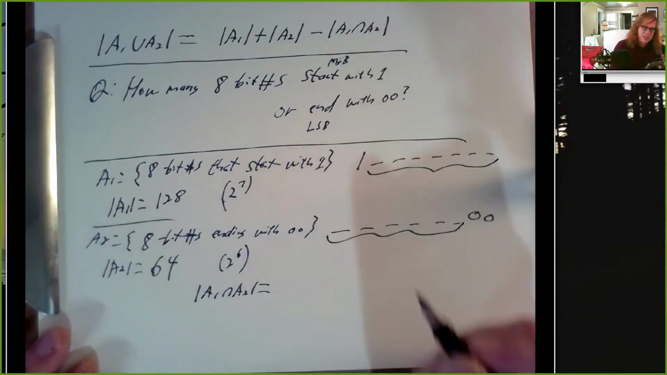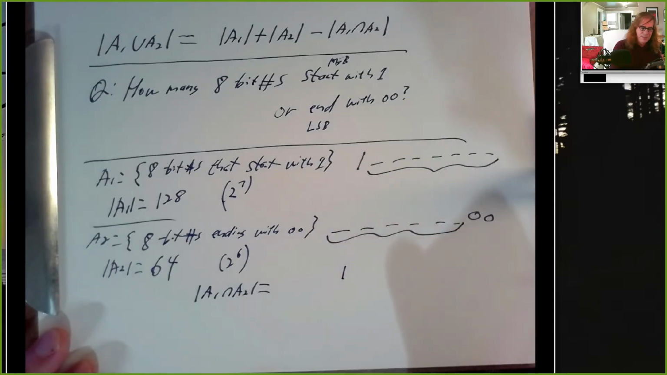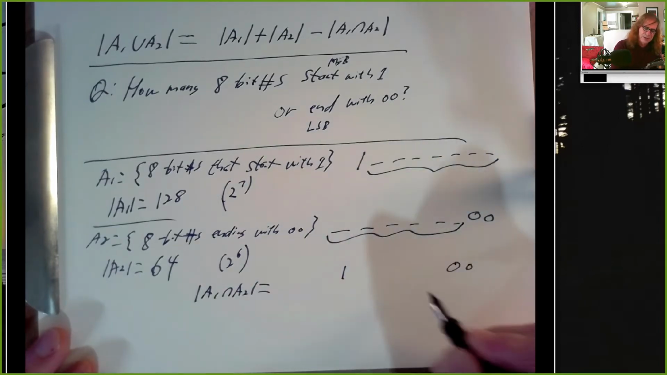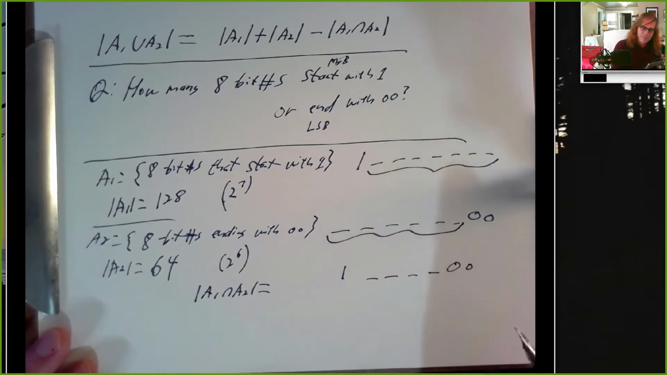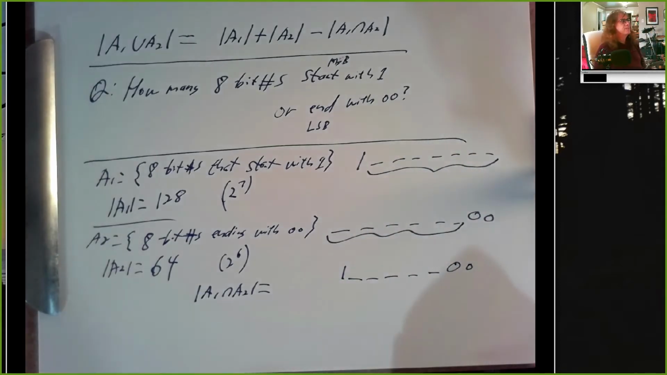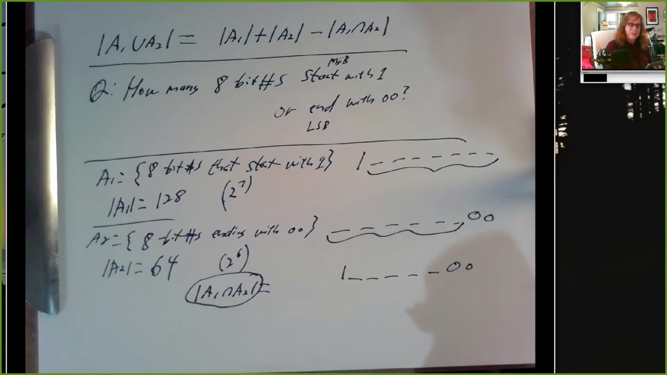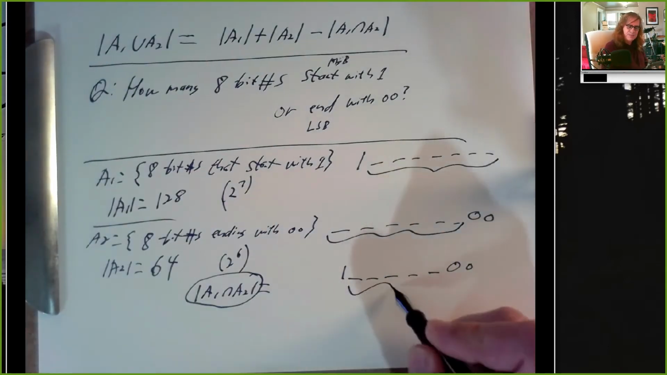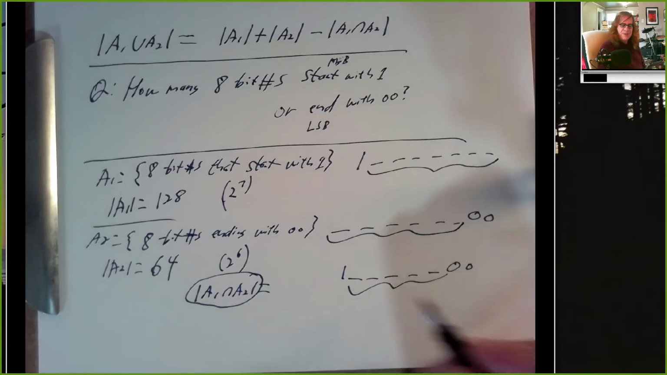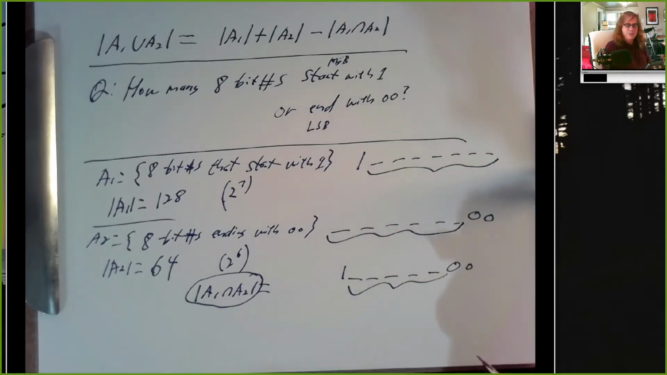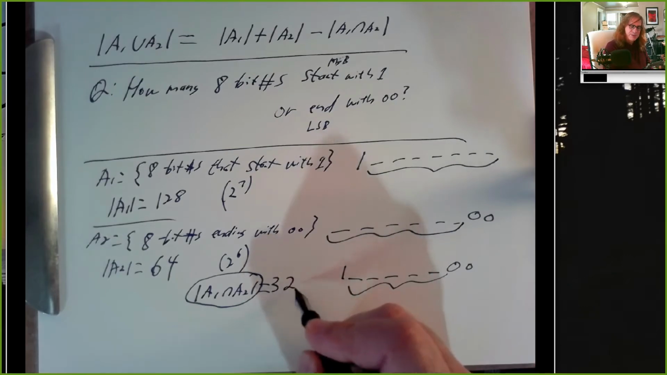Well, if something belongs to A1, it starts with a 1. And if it also belongs to A2, it ends with a 0. And so how many numbers are there in this form? Two to the 5th. What we're doing is we're trying to find the number of 8-bit numbers that belong to both of these sets, A1 and A2. And any 5-bit number will give us a number that starts with a 1 and ends with 2 zeros. And there's 32 of those, 2 to the 5th.